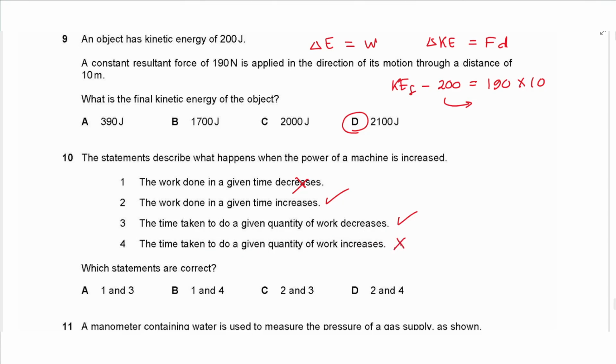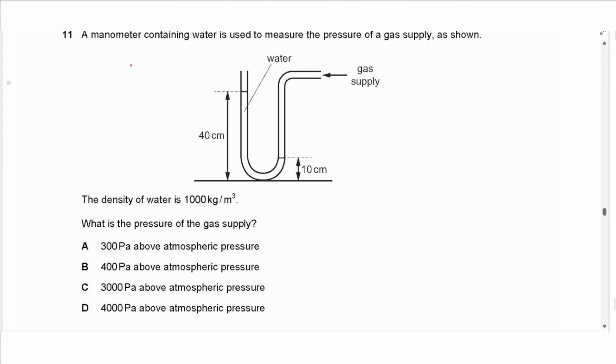No. So the answer is 2 and 3. So the answer is C. Question 11 is about manometers, which was removed from the new syllabus, so you can skip this question.